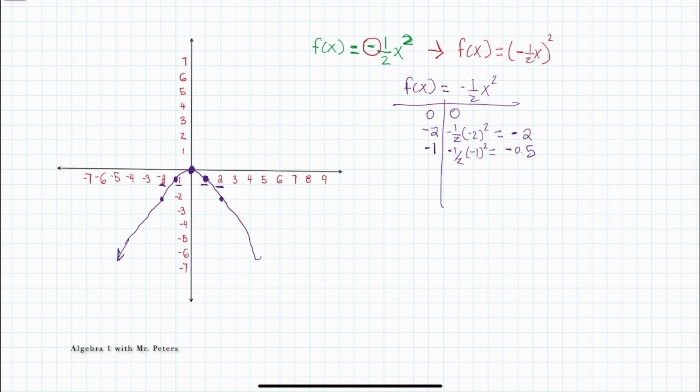And compared to the other two examples, you see that this one does have a vertical compression, meaning it opens up much wider than the previous two examples.